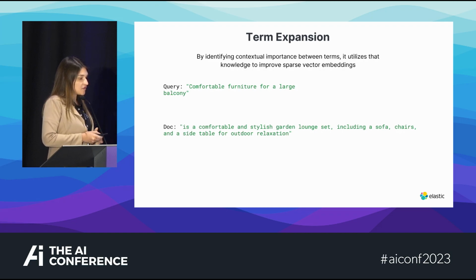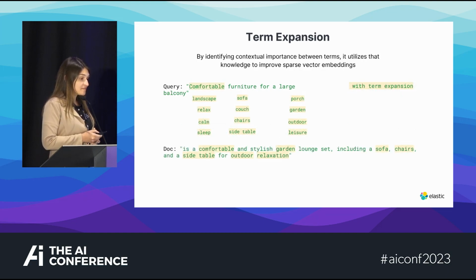But at the same time, with all of this description, the only match that we would have with lexical search is comfortable. So we will probably miss this, right? And then with term expansion, on the other hand, you have more matches. So for comfortable, you would have landscape, relax, calm, sleep. For furniture, sofa, couch, chairs, and here you go. So you have more terms here, which in the end, as you can see, gives us more matches. So now, I can see many terms in this document from what I had.